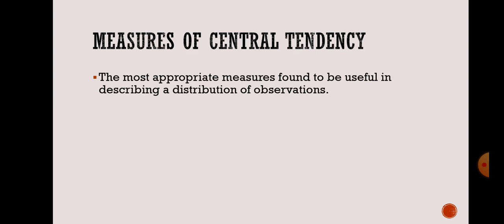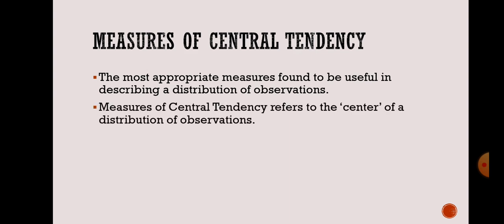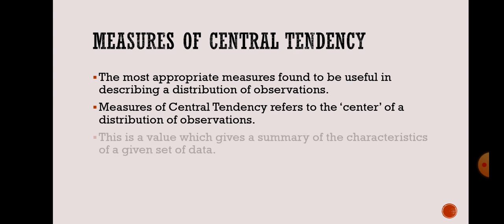So measures of central tendency are the most appropriate measures found to be useful in describing a distribution of observations. Measures of central tendency also refer to the center of a distribution of observations. This is also a value which gives a summary of the characteristics of a given set of data. Okay, so let's proceed with the computation of mean, median, and mode from ungrouped data.